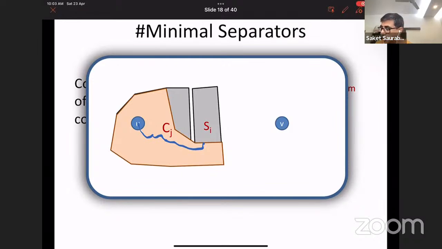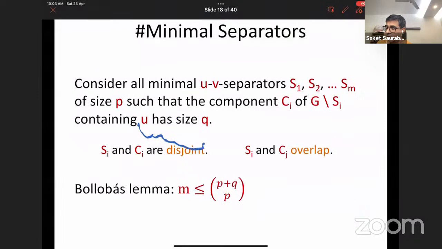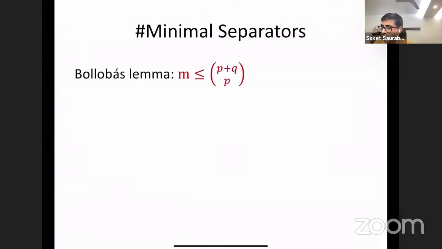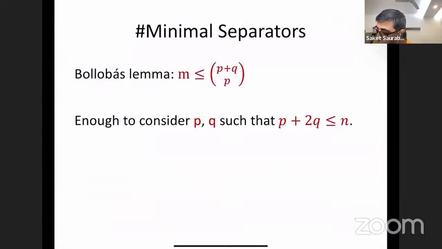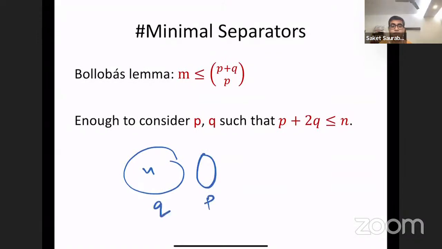Okay. So what we know, by Bollobás's lemma, is that the number of minimal separators is upper bounded by P plus Q choose P. But there's a very nice property. Look at U, and this is P and this is Q. There's also V somewhere, but let's only be interested in counting minimal separators starting at U. Why do I want to do that?